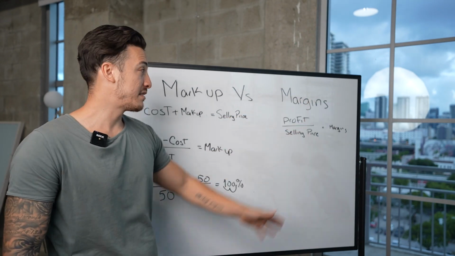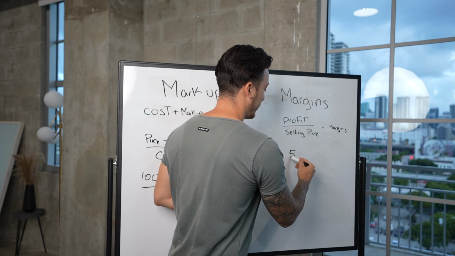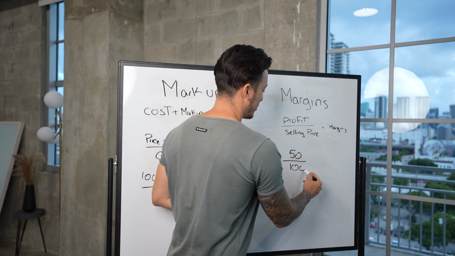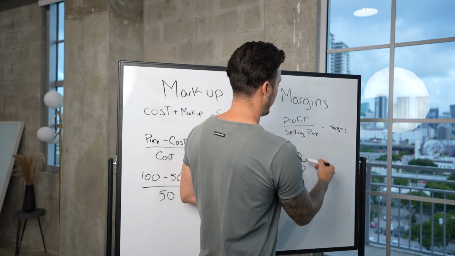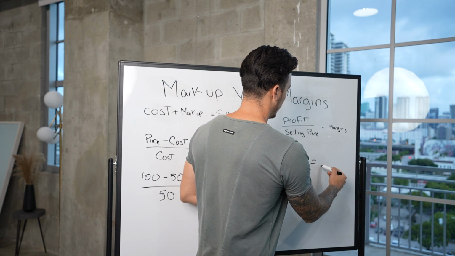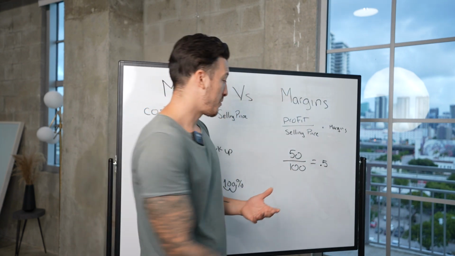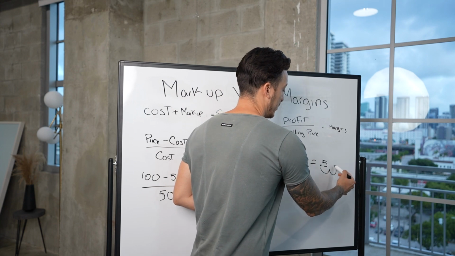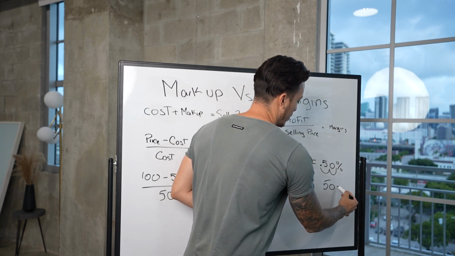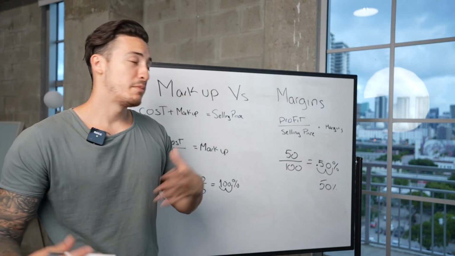Now, let's use that same example here. Your profit is $50. Your selling price is $100. Now, 50 divided by 100 is 0.5, right? And if you want to figure out the percentage, it's 50%, right? So what are your margins? Your margins are 50%. So again, pretty easy.